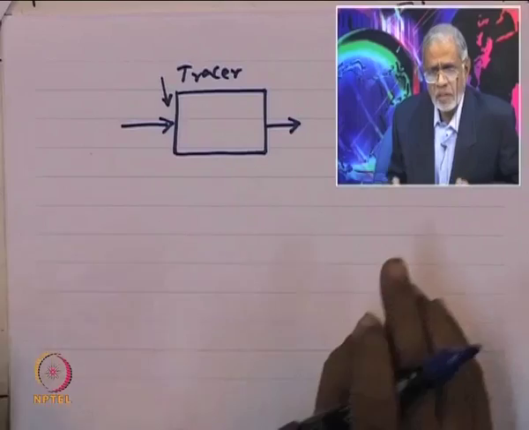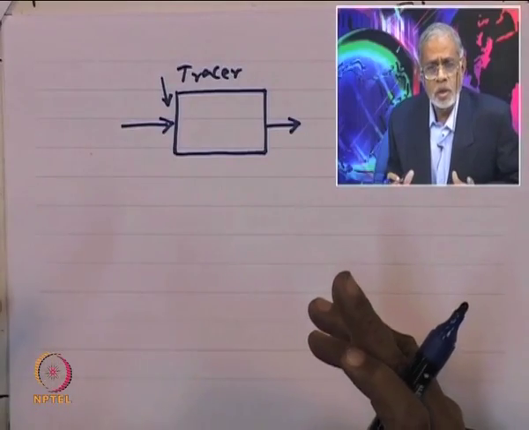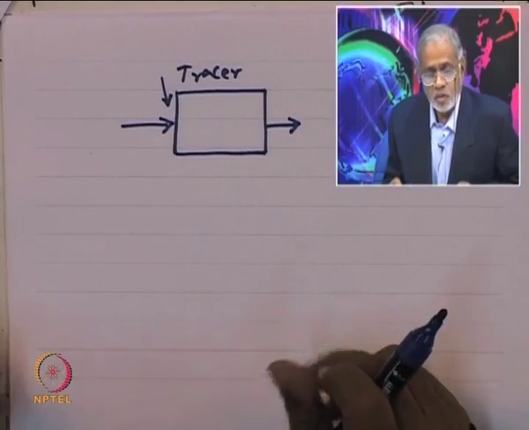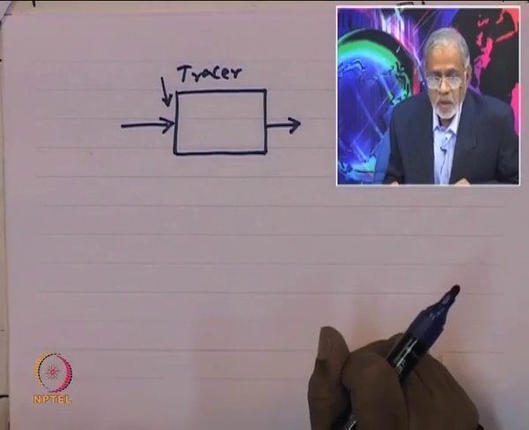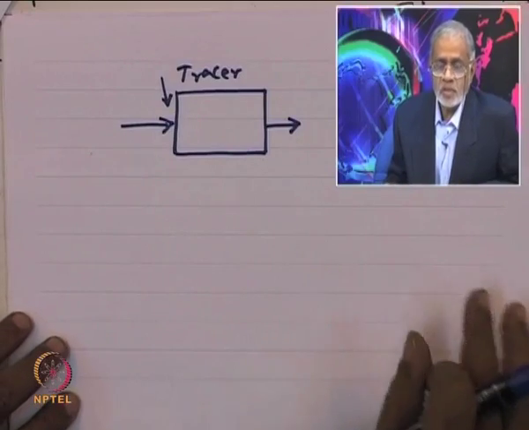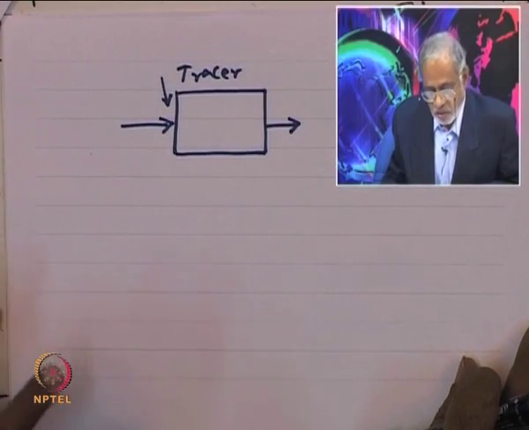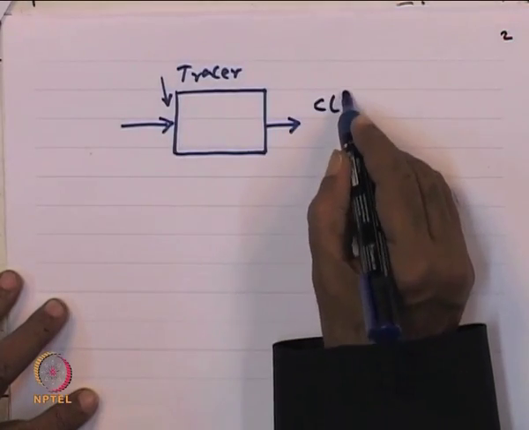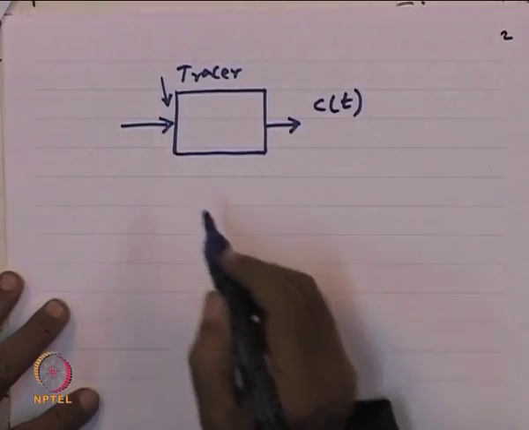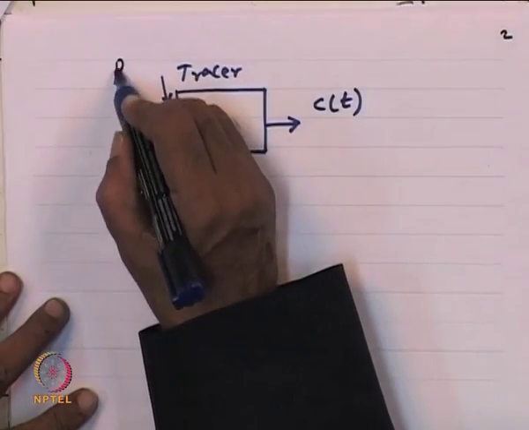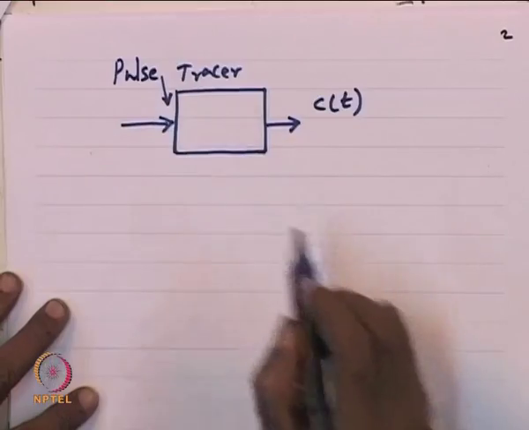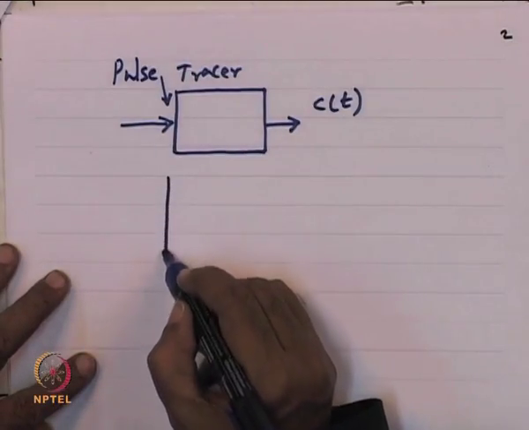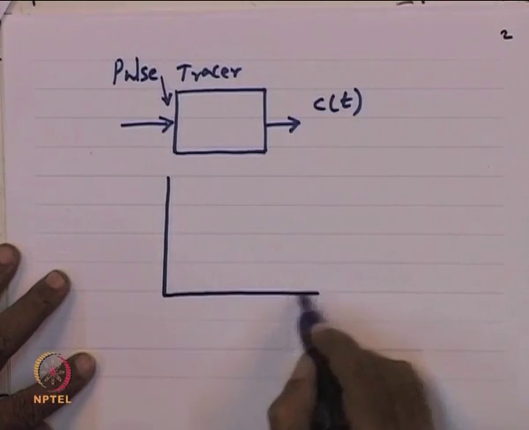The only important thing is that the tracers must be able to mingle with the streams, should have properties same as that of the stream, and should be measurable very accurately so that we can get the information of our interest. So, we said that if you put a tracer and measure the composition at the exit as a function of time, if you put a pulse of tracer, by pulse we mean that we put a certain milligrams or grams of tracer very quickly, and we look at the response of the system with respect to time.